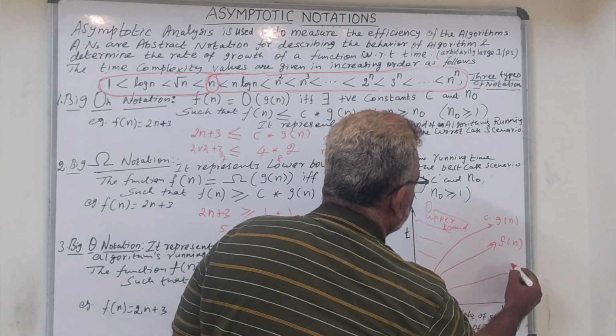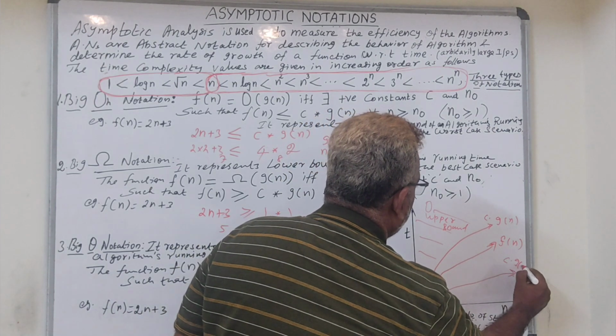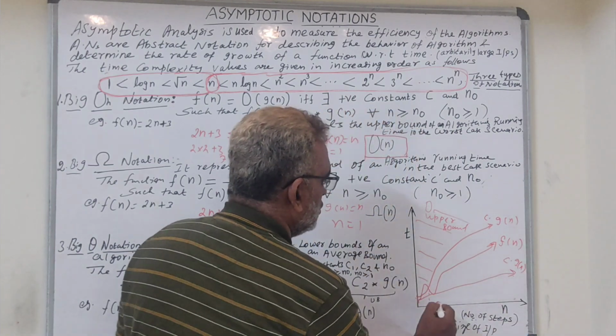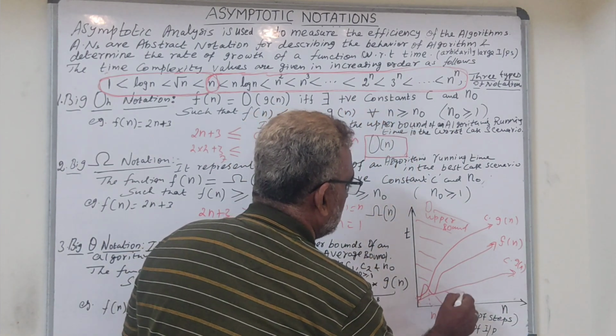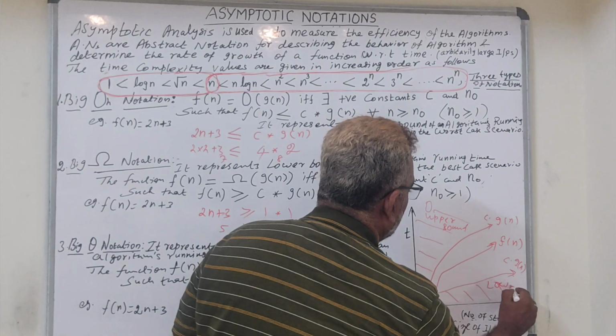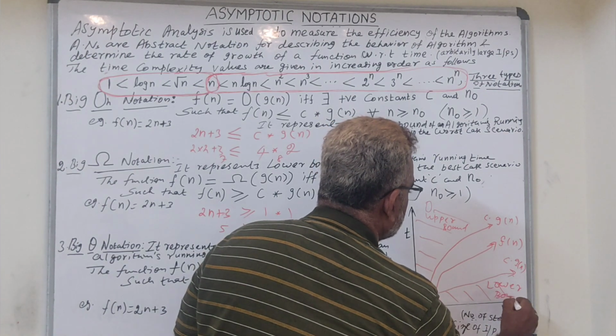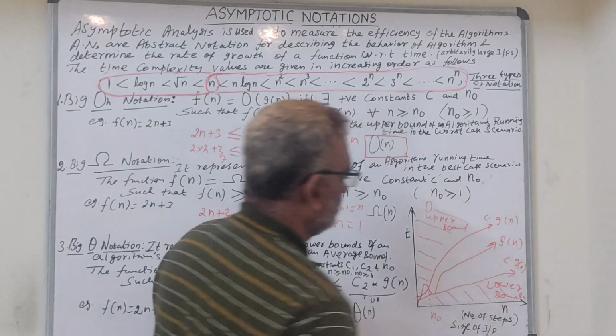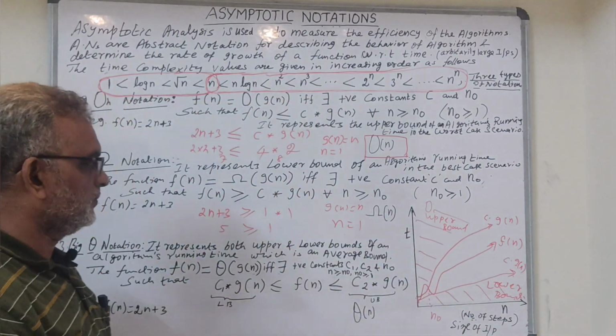It is c into g of n for the lower bound. So any area, this is nothing but the lower bound. All this area represents the lower bound. This is the upper bound. Okay.